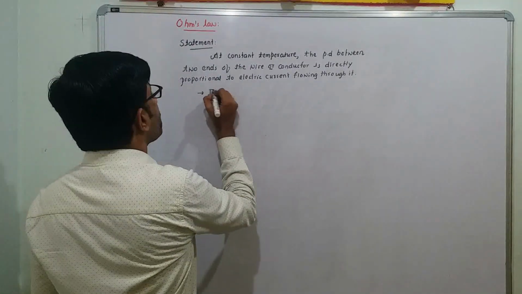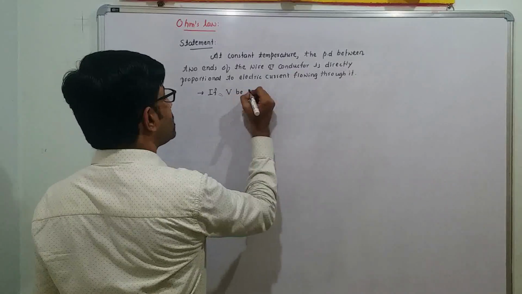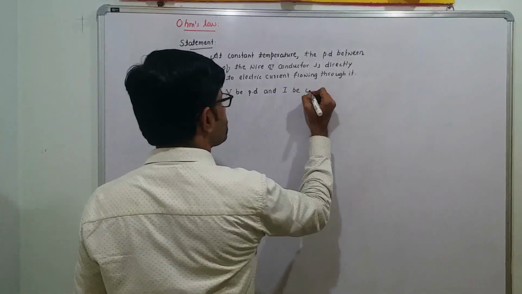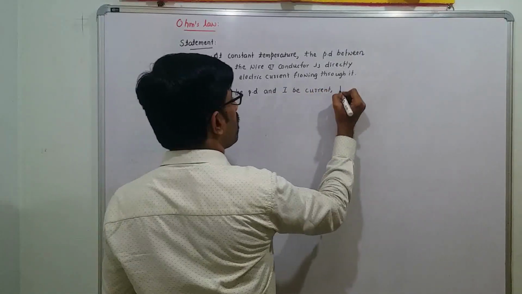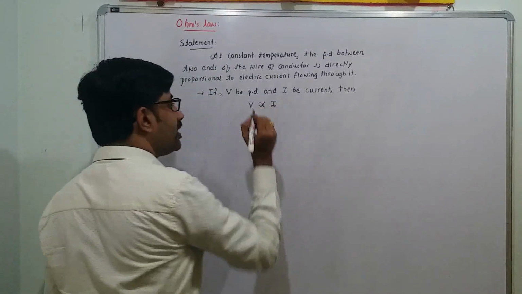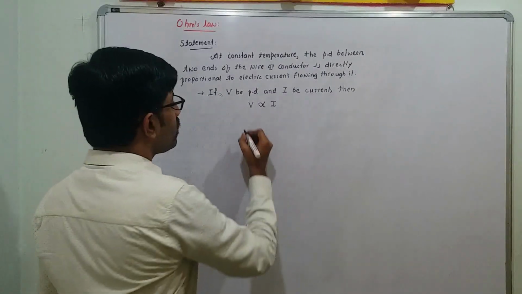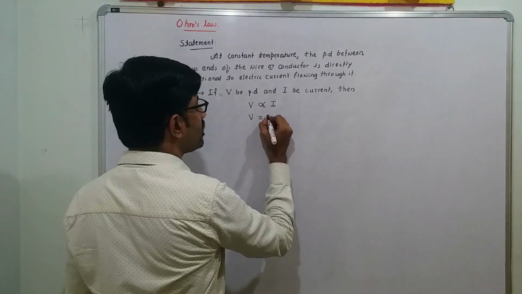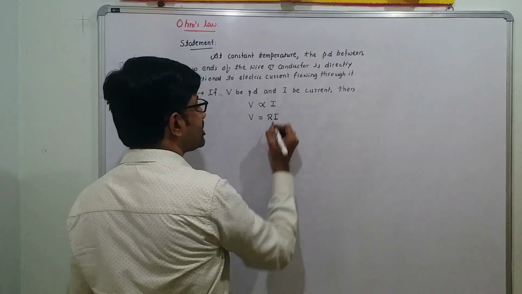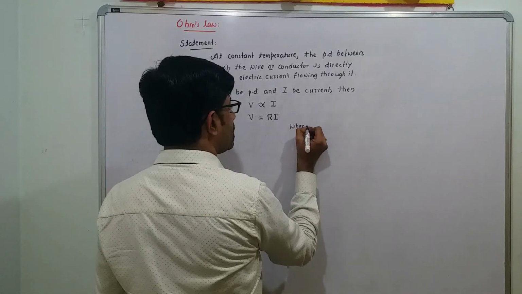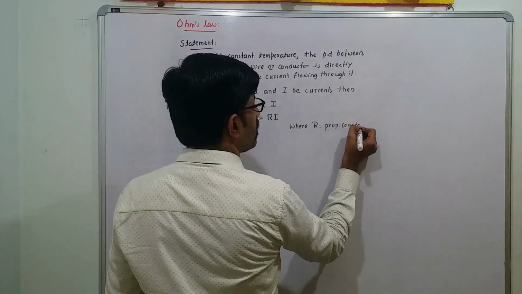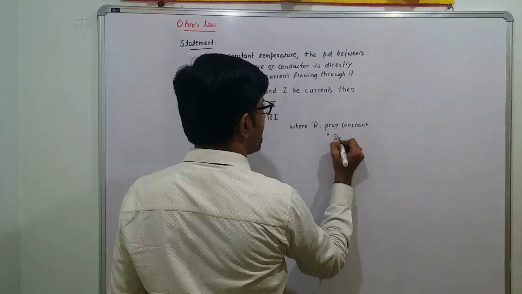If V is the potential difference and I is the electric current, then according to the law, V is proportional to I. If you remove the proportionality sign, you are left with a proportionality constant called resistance, where R is known as the proportionality constant, or it is called resistance.